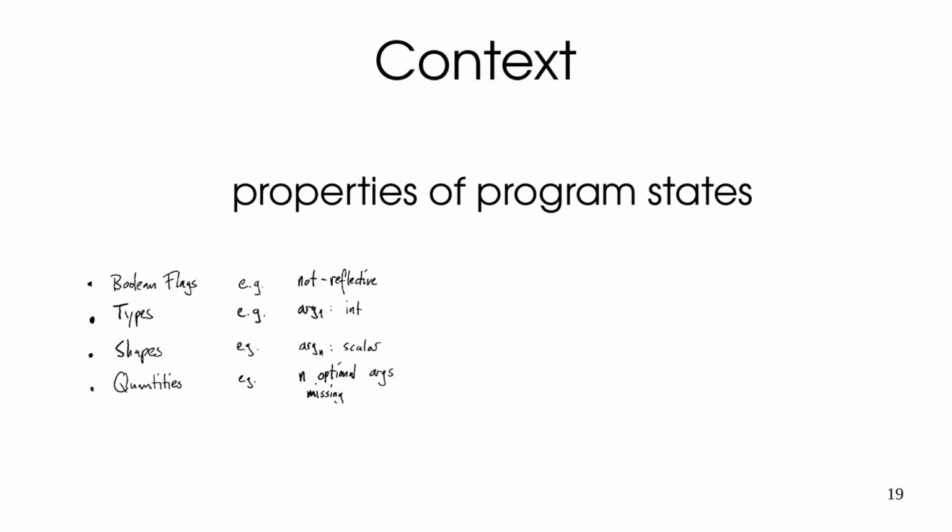So now if we start to generate multiple versions of the same function, of course the natural question is which one to invoke. And our solution to that question is what we call a context. So in R, a context is basically a property on the program state. And we have different properties that we detail in our work. For example, we have Boolean flags. Let's say if we know that an expression is not reflective, then that's just a yes or no flag.